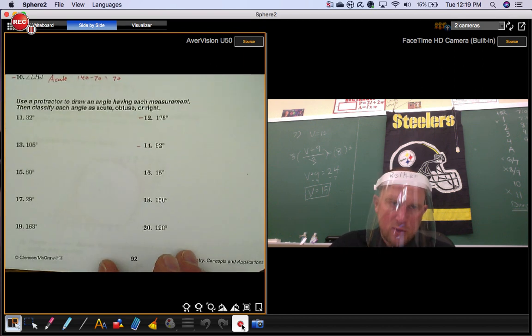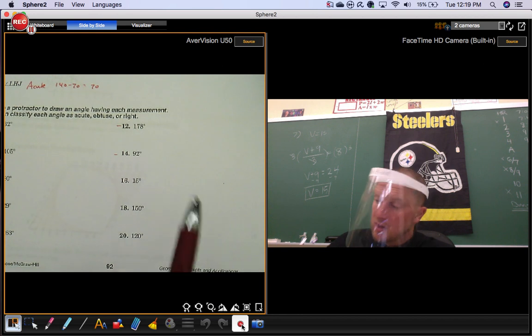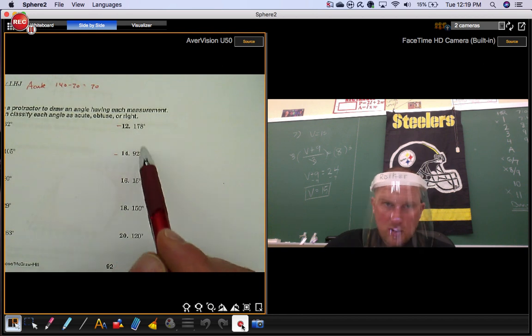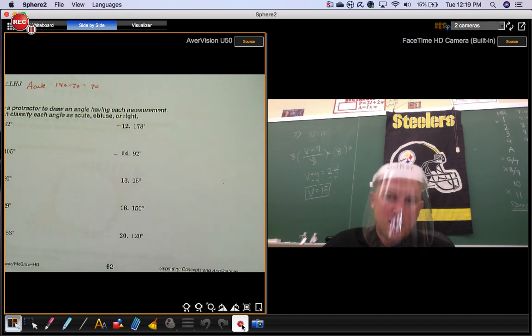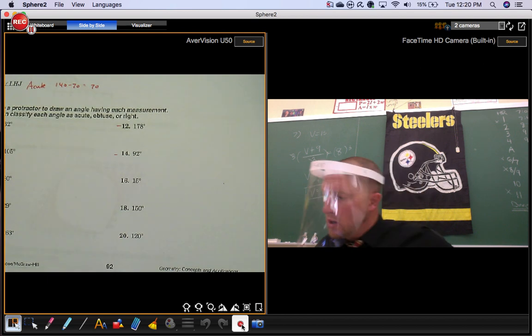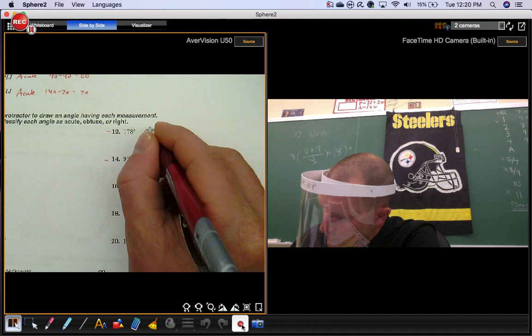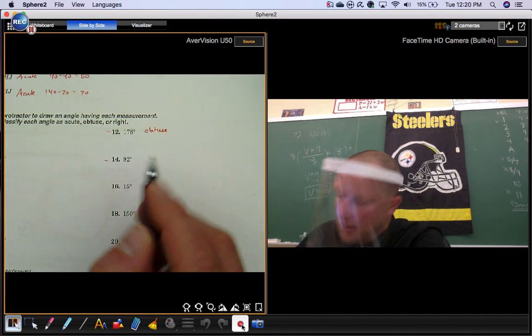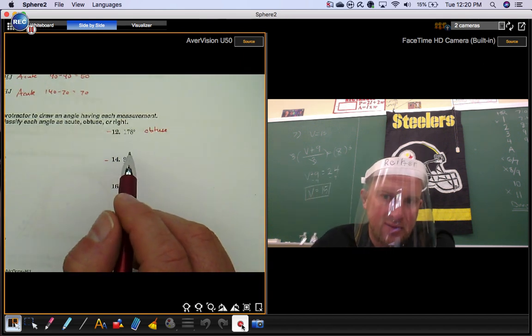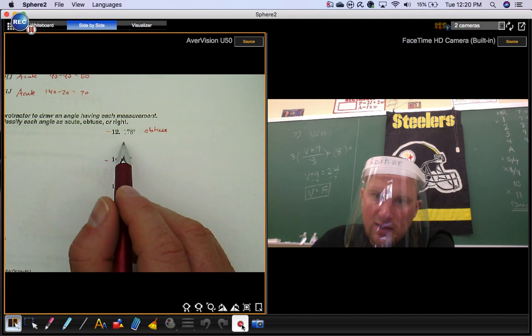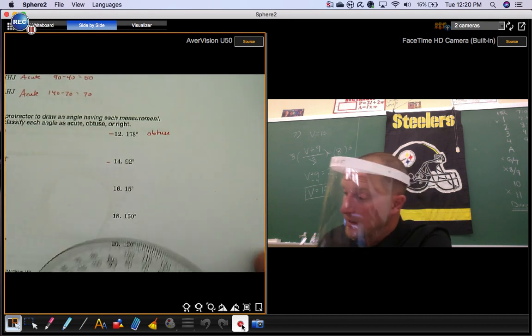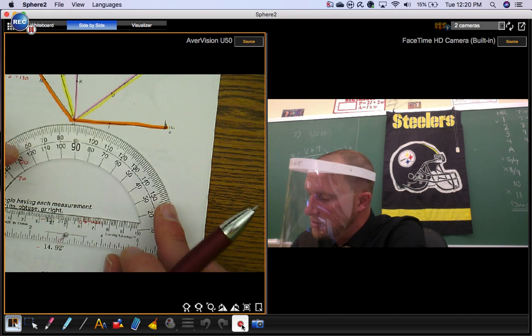Okay, same situation on the bottom. You're going to draw your own angles. I tried to pick two that are different types of angles that maybe we haven't drawn before. Number 12, we need to draw a 178 degree angle. Well, that's definitely obtuse. But what's it going to look like from a distance? This is really close to 180 degrees, so it's going to look like a line. But it's going to be just short of a line.